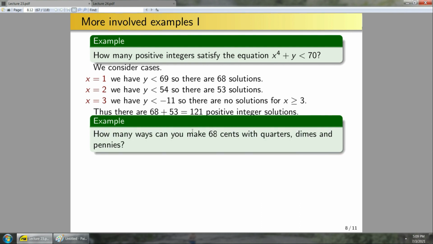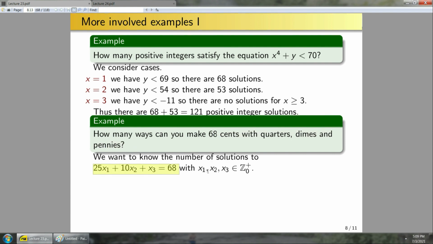How many ways can you make 68 cents with quarters, dimes, and pennies? Here I'm assuming I have an infinite number of quarters, an infinite number of dimes, and an infinite number of pennies. So we can convert this question into an equation. In particular, we want to know the number of solutions to this equation here, where x1, x2, and x3 are non-negative integers, and x1 represents the number of quarters, x2 represents the number of dimes, and x3 represents the number of pennies.